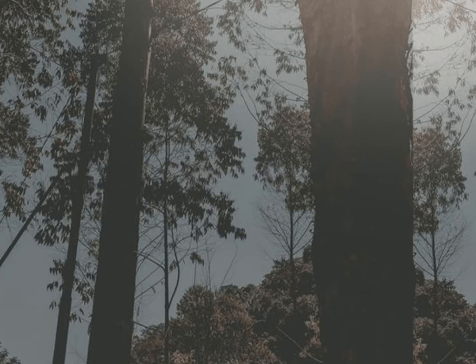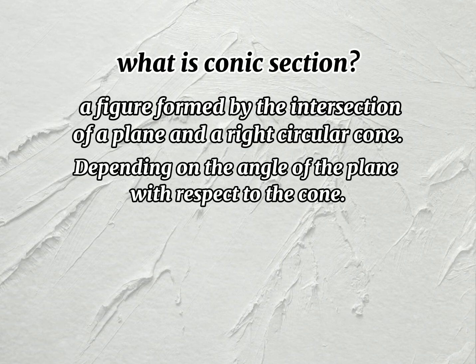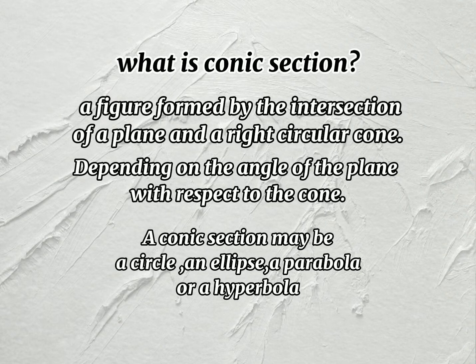Let's learn! What is a conic section? A figure formed by the intersection of a plane and a right circular cone. Depending on the angle of the plane with respect to the cone, a conic section may be a circle, an ellipse, a parabola, or a hyperbola.